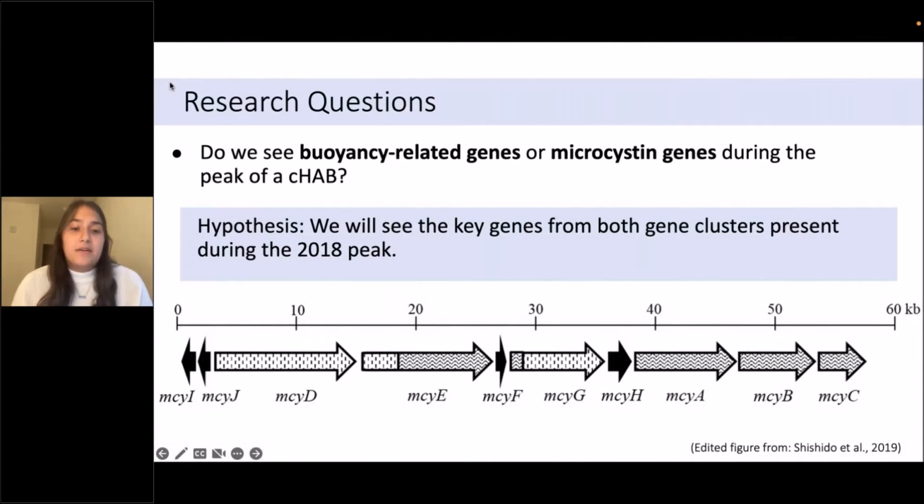So I hypothesized that we would see the key genes from both gene clusters present during the 2018 peak. But what do I mean by key genes? Well, at the bottom you can see the operon for MCY, which is corresponding to microcystin or toxin production. But an organism doesn't actually need all 10 of these genes in order to produce toxin. Instead, it only needs key genes, one of which is the MCYE gene. So in other words, when we see MCYE, we can say, okay, this is probably going to be a toxin-producing organism.